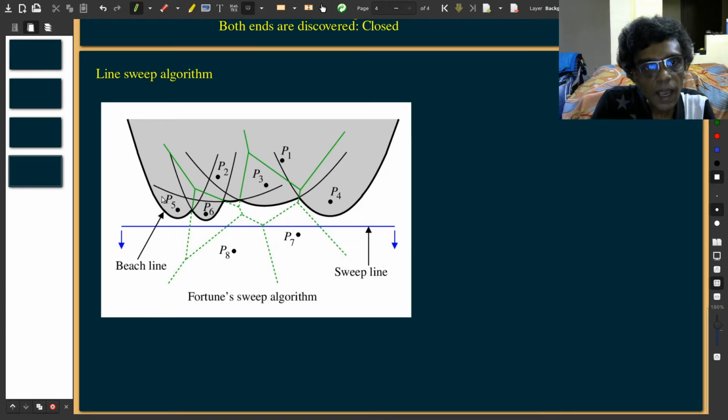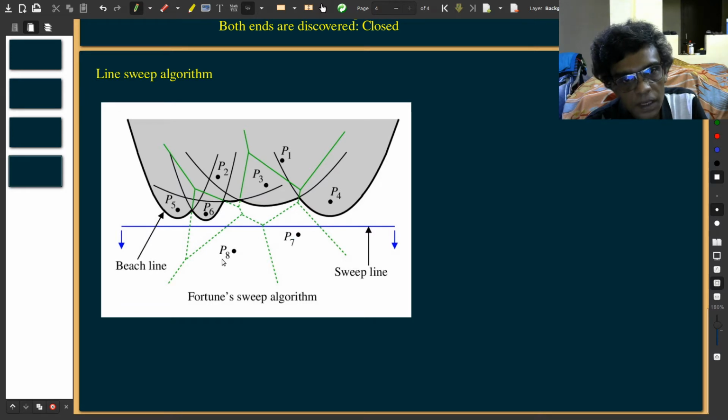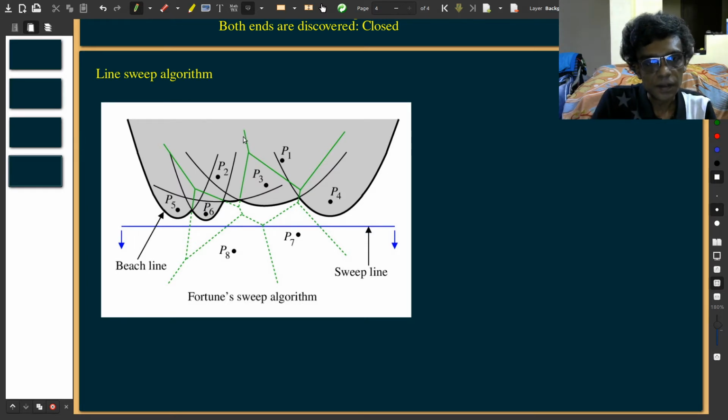And inside the parabola, that is inside this ocean, the points are closer to P5 than to the sweep line. This point is, for example, closer to P5 than to the sweep line. And if I have any site which is below the sweep line, it will be even further away from P5. So, the sites below the sweep line do not affect the portion of the Voronoi diagram that lies inside the sea. That is the reason.